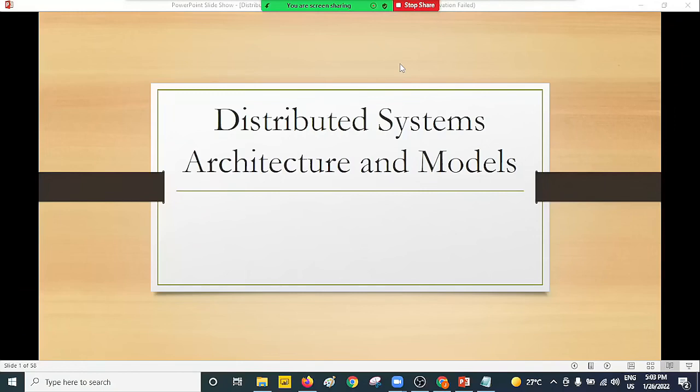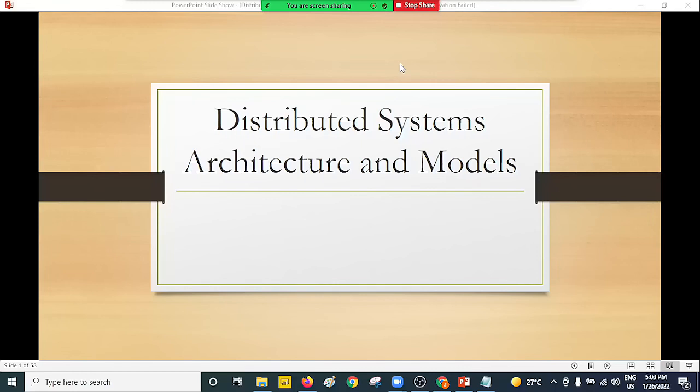Distributed systems architecture and models. We have two things here that we need to understand: the architecture of distributed systems and also the models, right? Architecture is a blueprint, or how these systems are designed, and to help us achieve the correct design of our distributed systems, we need the different categories of models, as we are going to see.